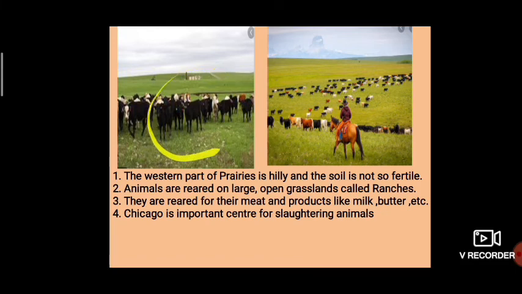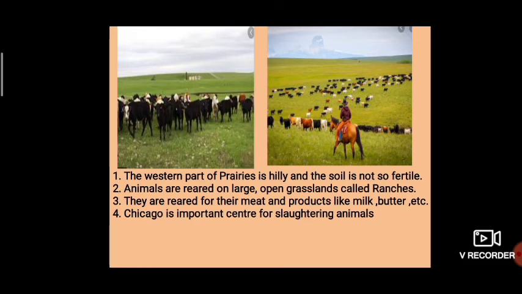So in these areas, the animals are reared on large open grasslands, and these large open grasslands are known as ranches. So what are ranches? Ranches are the open grasslands. Ranches are the farms where cattle are reared. People take their cattle to these farms, and cattle are reared there. They do not grow crops or other things for their use here. It is only for the cattle. What are ranches? Ranches are the farms where cattle are reared.